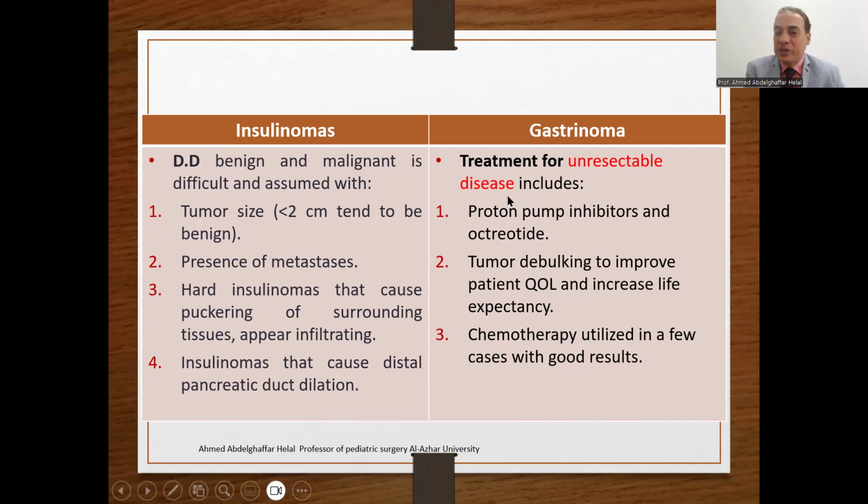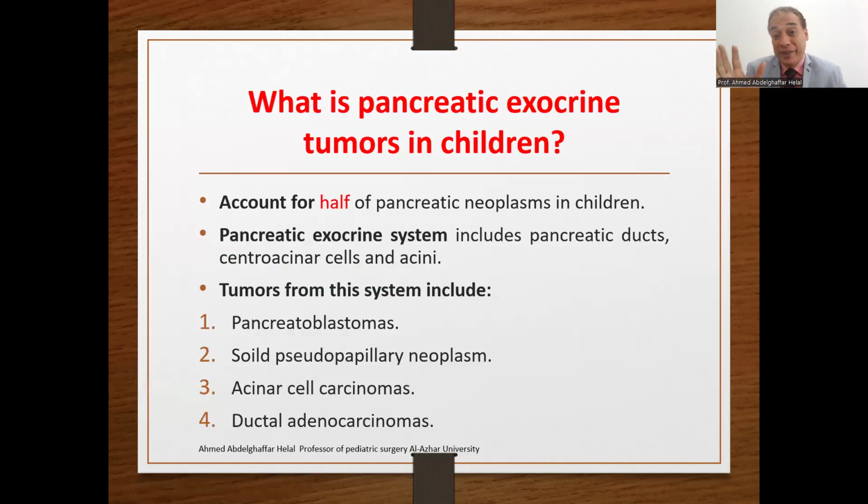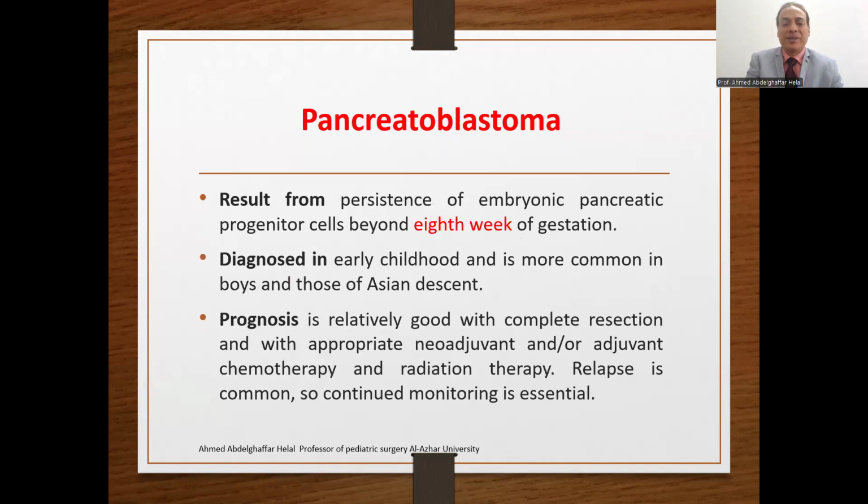Treatment of unresectable disease in gastrinoma includes proton pump inhibitors, octreotide, and tumor debulking to improve the patient's quality of life. Chemotherapy is utilized in few cases with good results. Regarding the exocrine tumors, these account for half of the pancreatic neoplasms. The pancreatic exocrine system includes the pancreatic duct and the acinar cells. Tumors may be pancreatoblastoma, solid pseudopapillary neoplasm, acinar cell carcinoma, or ductal adenocarcinoma.